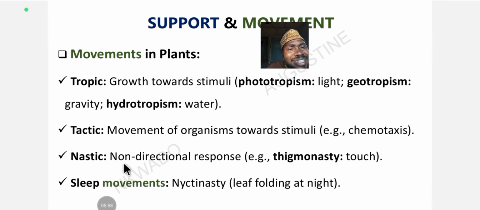Now, the nastic movement is the only non-directional movement. It means that there is no direction, no reference point. It is usually a response. It is not a movement towards a stimulus. It's actually a response to a stimulus.